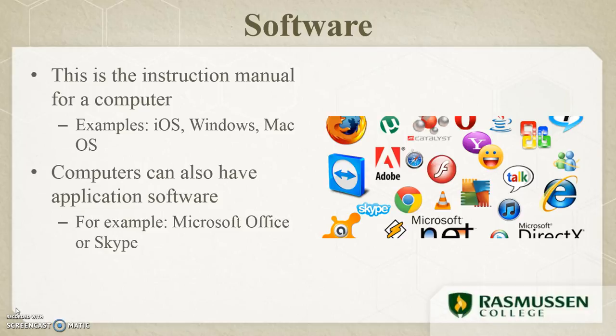Computers can also have application software. The most common types of application software are called general purpose. And what those are things such as Microsoft Office, where you have Microsoft Word, Microsoft Excel, Microsoft Access, Microsoft PowerPoint like I'm using here, and Microsoft Publisher.